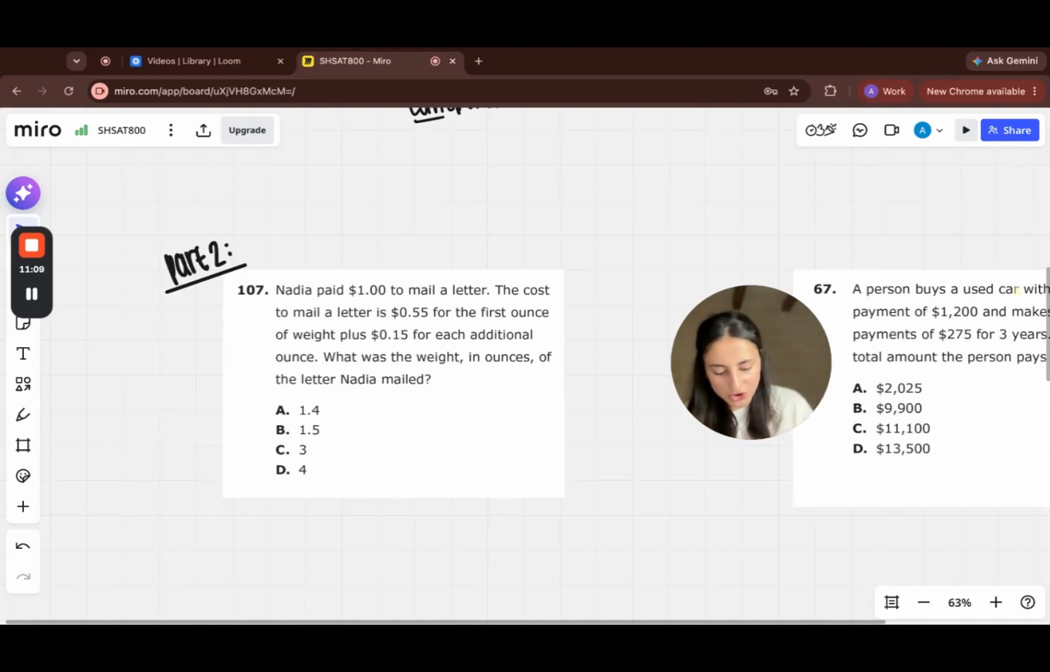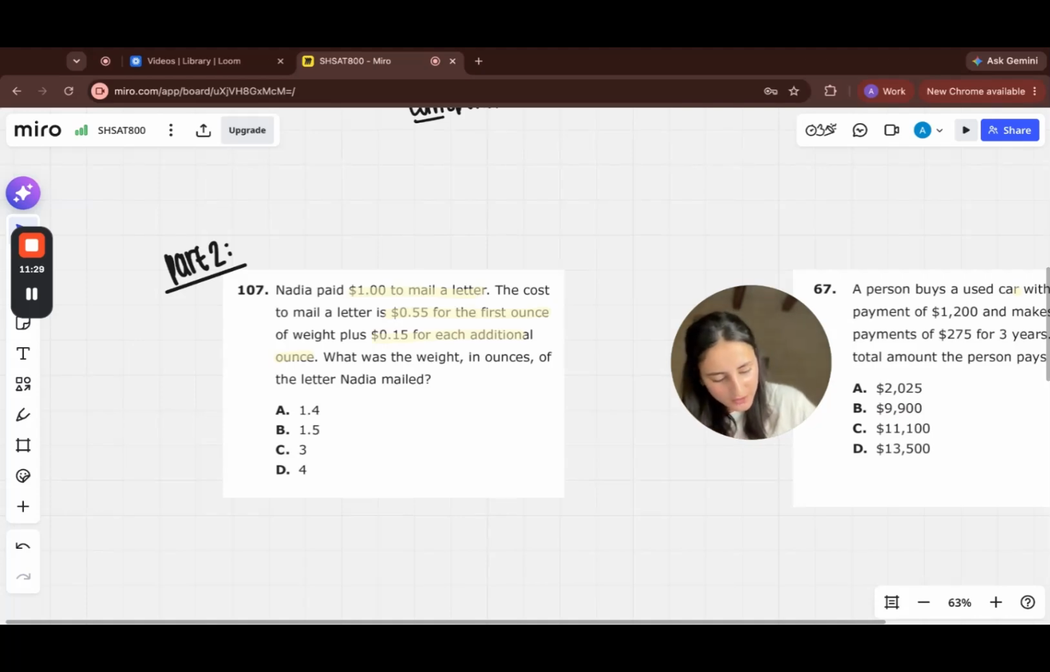Nadia paid $1 to mail a letter. The cost to mail a letter is 55 cents for the first ounce of weight plus 15 cents for each additional ounce. So for the first ounce, it's 55 cents. And then for each additional one, it's 15 cents. What was the weight in ounces of the letter Nadia mailed?